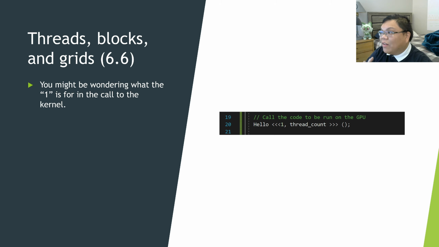It means we can have multiple blocks. And that means we can have more threads. This is one way we can have more threads. So instead of one block of 100 threads, we could have 2 blocks of 100 threads. So we effectively have 200 threads.